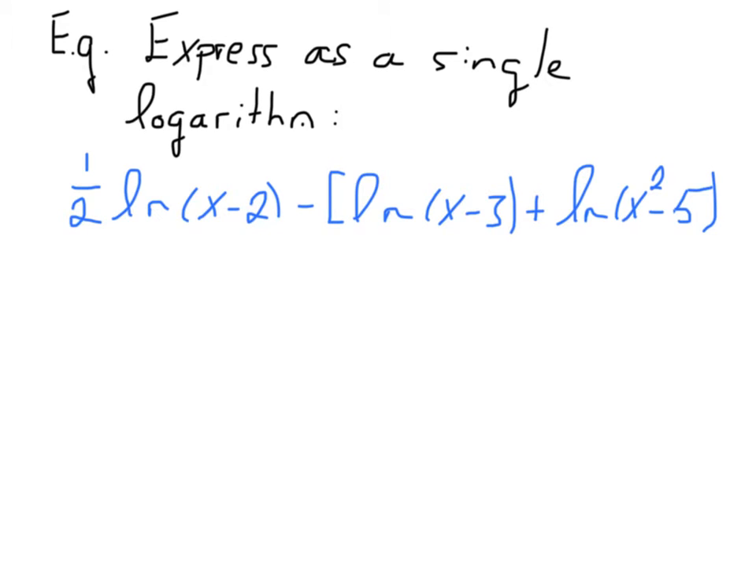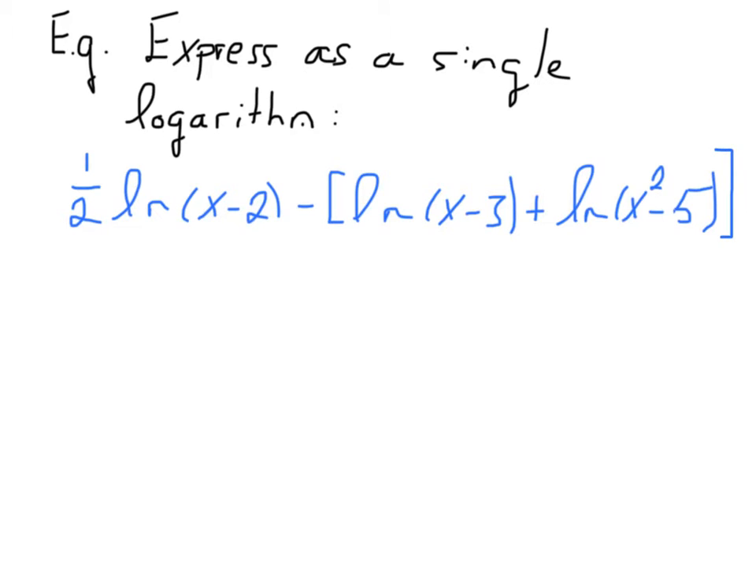Okay, so in this video, I'm going to do a few more examples in which we'll work with logarithms. And the first example that we have right here says, express as a single logarithm, and what are we supposed to express? 1/2 the log of (x minus 2) minus the log of (x minus 3) plus the log of (x squared minus 5), and we should have a close bracket right here.